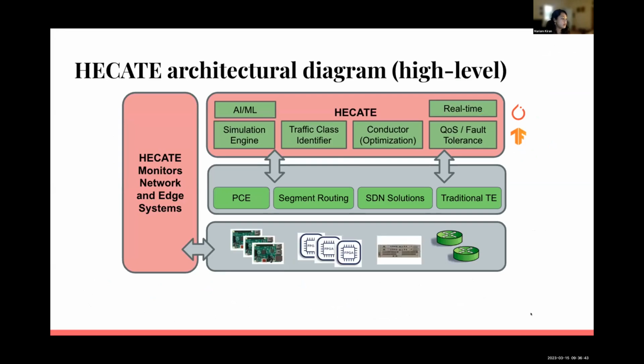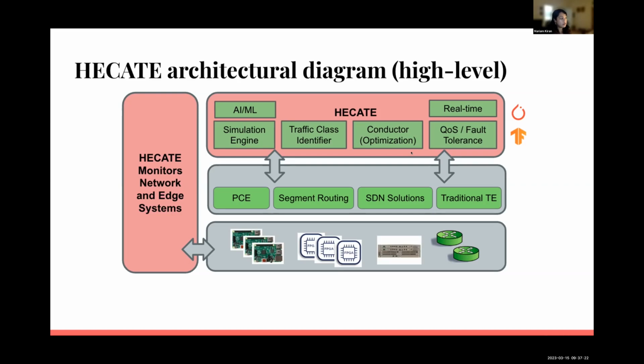So Hecate has multiple elements to it. It has these monitors, which we are hooking into the network telemetry. These are also called edge systems. That talks to our AI and machine learning components here. We have a simulation agent, because that is where the deep reinforcement learning will actually simulate and learn what the best strategies are. We also have a traffic class identifier.